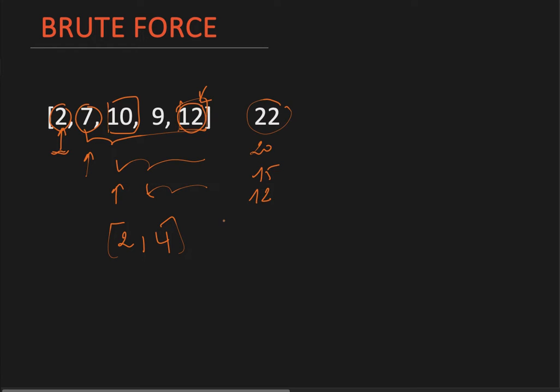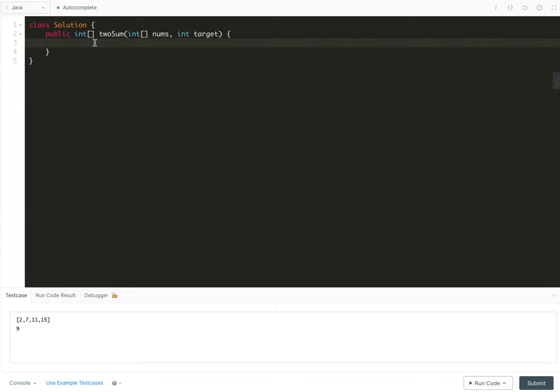Now let's try to code that. So first of all, we will need our first loop, then we will need our second loop. And here we must not start from i, because if we start from i, we will have, in some specific cases, a solution with the same element, and that would be wrong. But by doing i plus 1, we're sure that we're not going to select the same element more than one time.